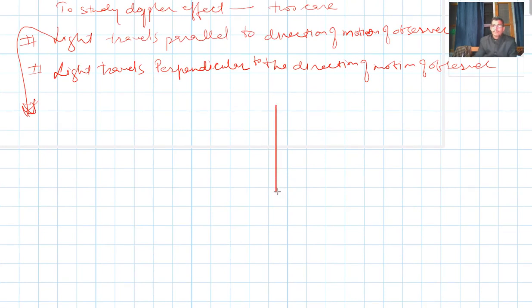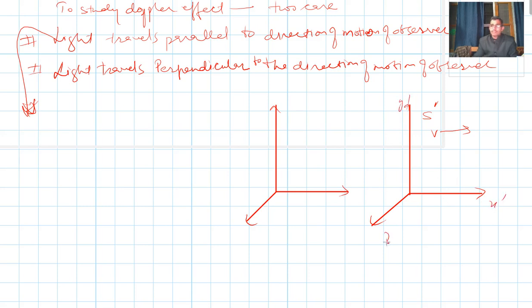This is coordinate system 1, the stationary frame of reference, and here I will take another frame of reference, a moving frame of reference. This is the prime frame and it is moving along this direction with velocity v. This is x prime, y prime, z prime, and this is x, y, z, and it is the S frame. This is a stationary frame.